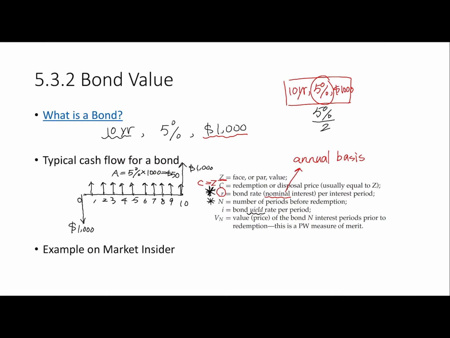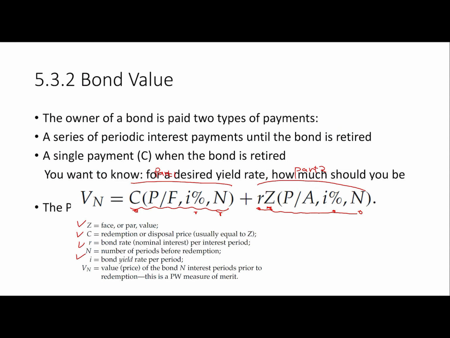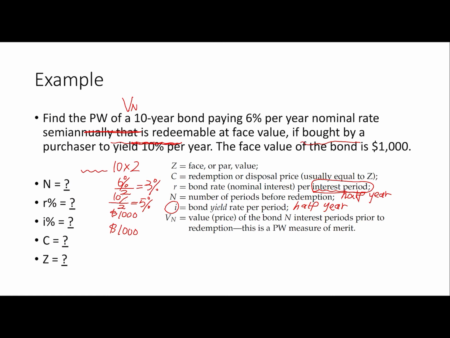And then we learned the bond value. Okay, the bond concept, you want to understand the meaning of all these terms. What is Z, the face value? What is C, the redemption? What is R? The N and I? And how do you calculate VN? This is the formula you use to calculate the worth, the value of that bond. But the really important thing is, can you find the correct value of all this N, R, I, C, and Z for a given problem.